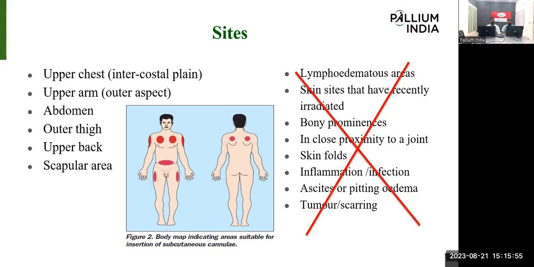Then if there is any inflammation or any sign of infection, we cannot give, we need to skip the area. Then if we are going to give the injection or infusion in the abdomen, and the patient already has ascites, or the extremities have pitting edema, we also cannot give, because fluid collection is already there. If we give again, it will not absorb and it will not help for the symptomatic management. So these are the common sites we can and cannot give.